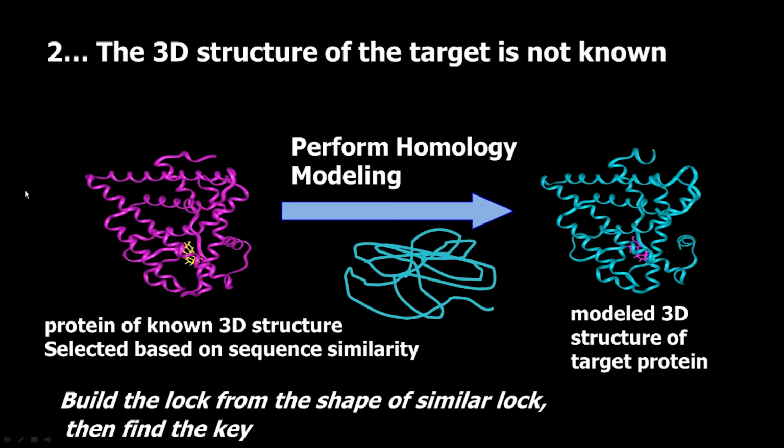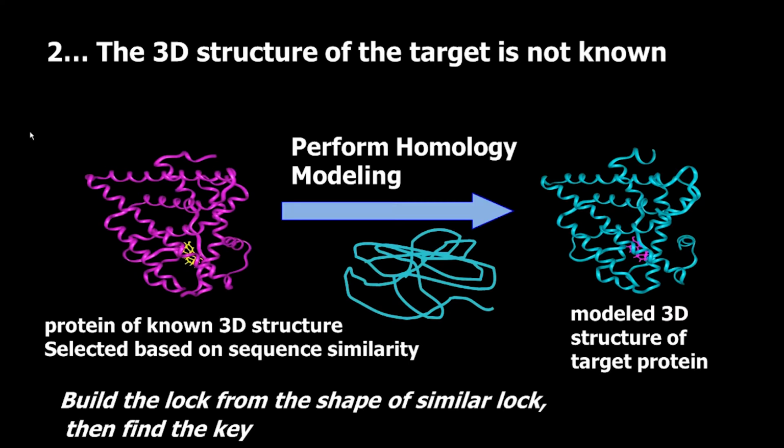Then I make the key. That means again I perform the ligand-based docking and identify the key. So I build the 3D structure of the protein target based on the protein sequence and based on similar protein structures, and then I build the key.